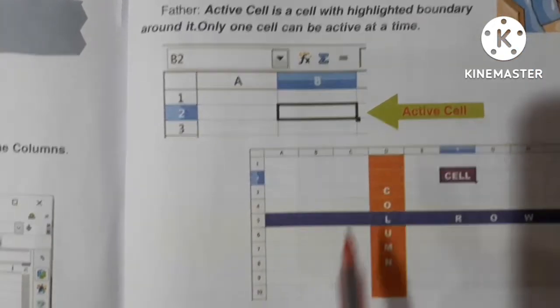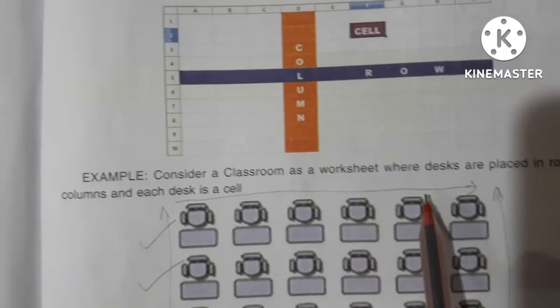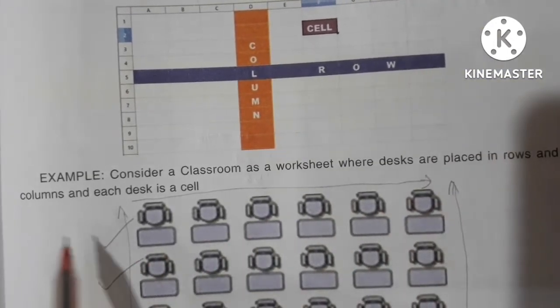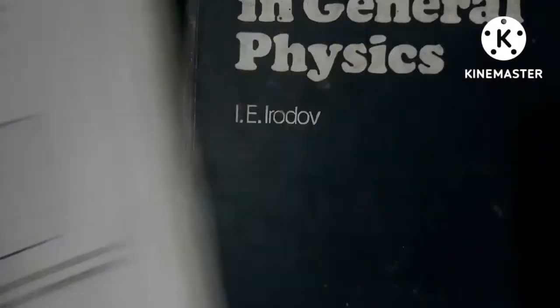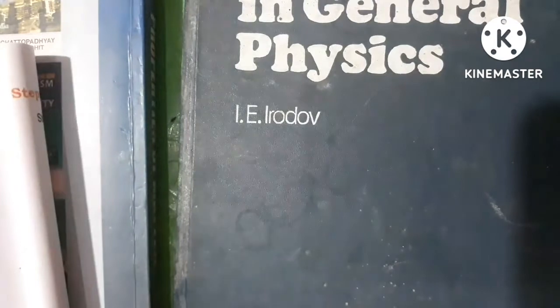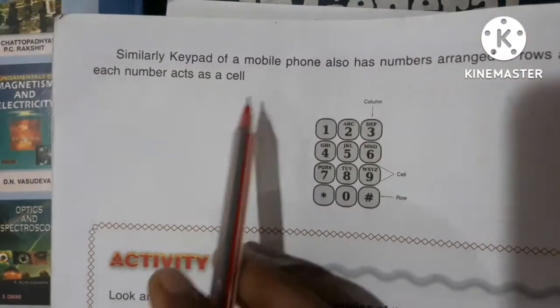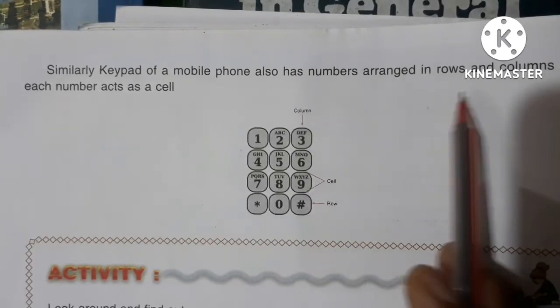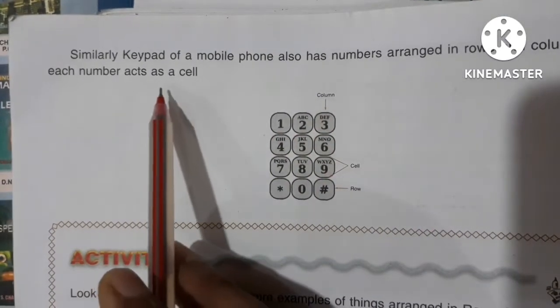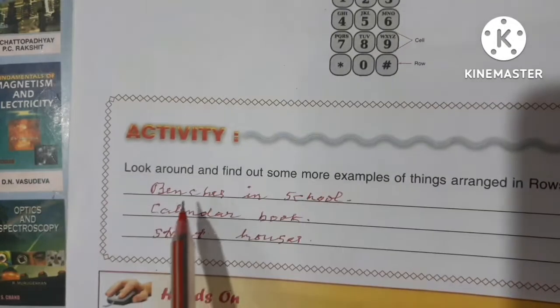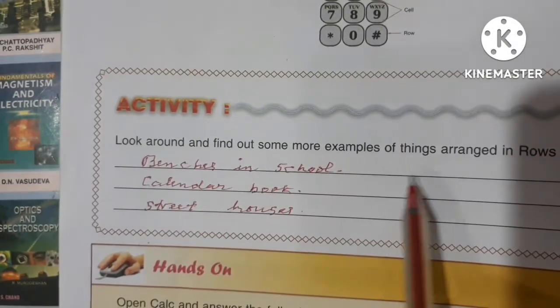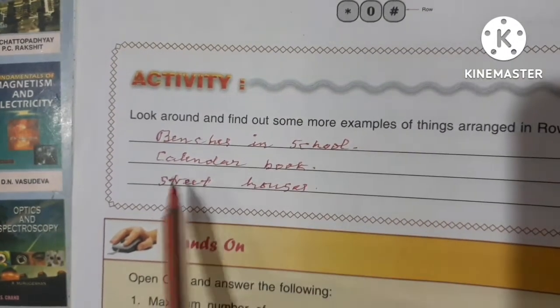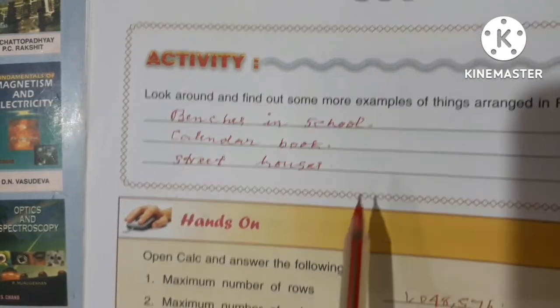This is the active cell. Example: consider a classroom as a worksheet where desks are placed in rows and columns and each desk is a cell. Similarly, the keypad of a mobile phone also has numbers arranged in rows and columns and each number acts as a cell. Look around and find more examples of things arranged in rows and columns: benches in school, calendar book, street houses.